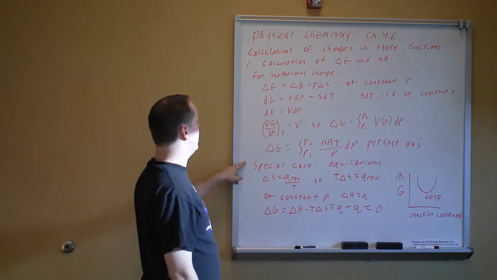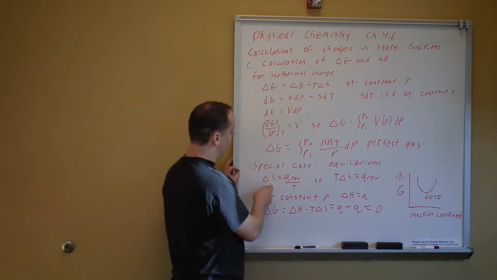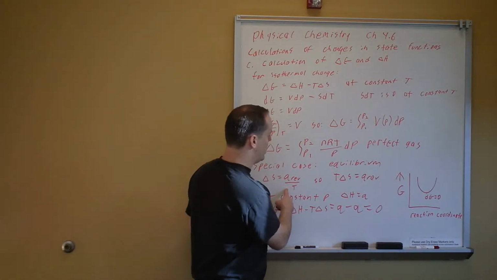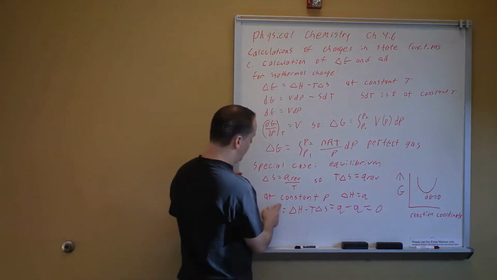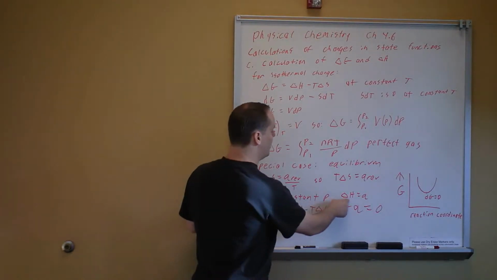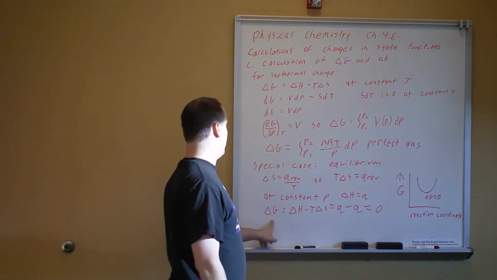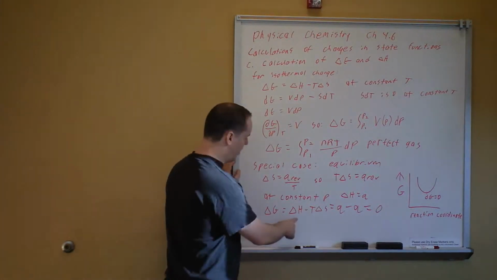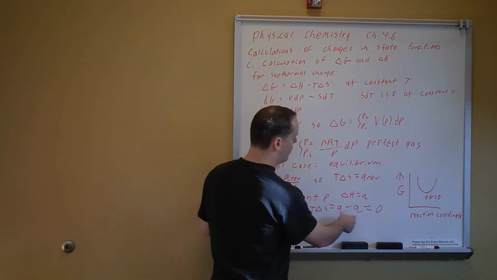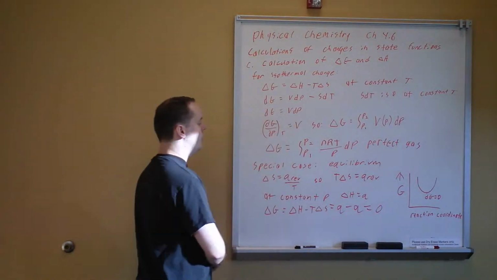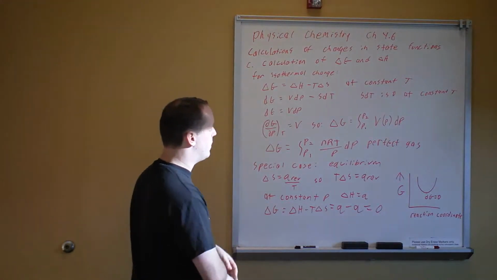Now another case we're going to look at for delta G is at equilibrium. Now we know that delta S is equal to Q reversible over T, so T delta S is equal to Q reversible. And we also know that at constant pressure, delta H is equal to Q. So then delta G is equal to delta H minus T delta S, so that would just give us Q minus Q, and that's equal to 0. So we know that at equilibrium, delta G is equal to 0.